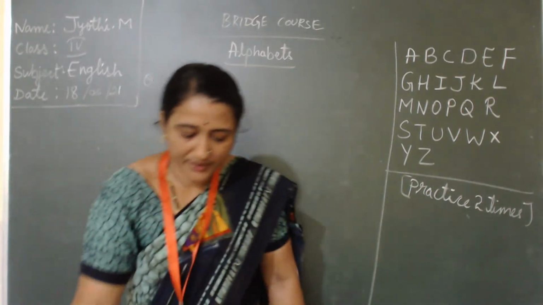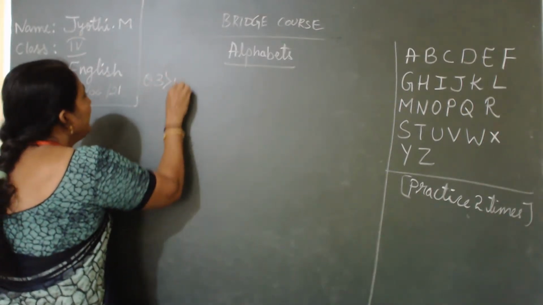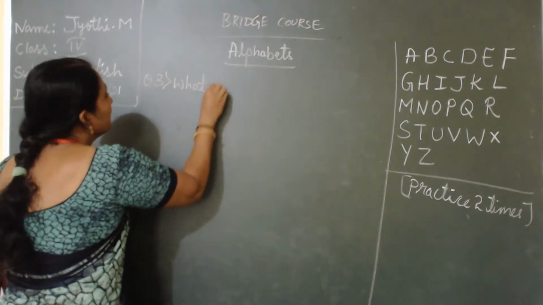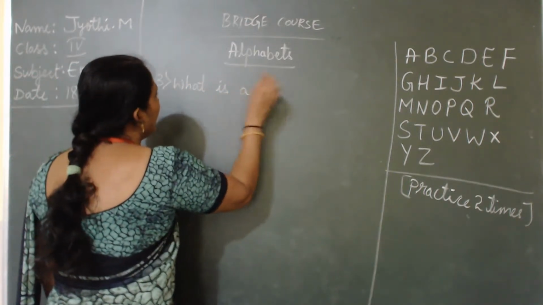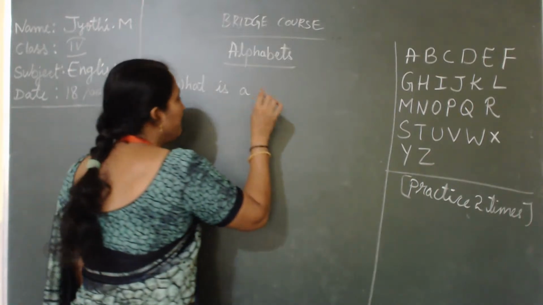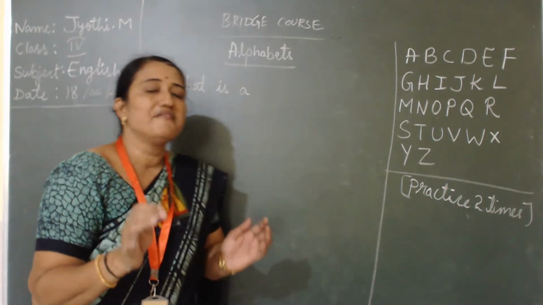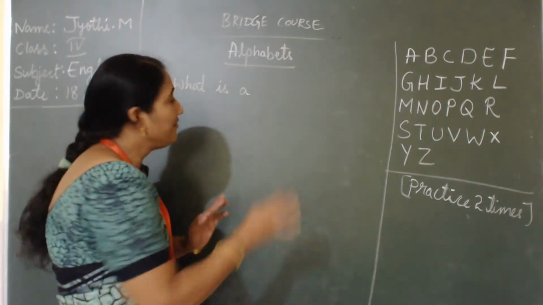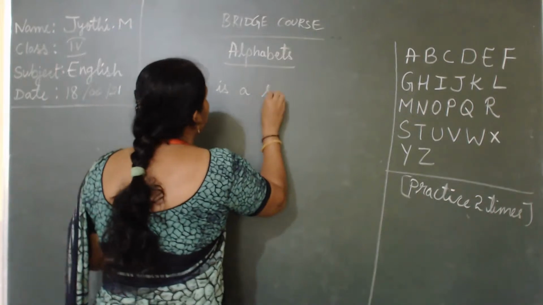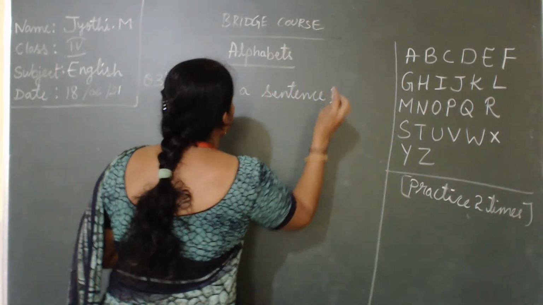Now third, what are we going to see? We are going to see what is a sentence. First, with the help of the letters, you learn how to form a word. Then, with the help of the words, like a group of words, you know how to frame a phrase. Now, with the help of the phrase, what are you going to see? What is the sentence?